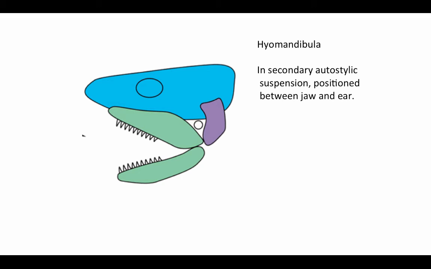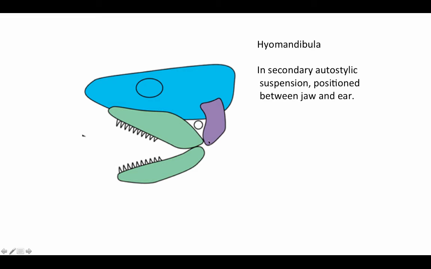When we get to tetrapods, remember that we see the hyomandibula in the secondary autostylic configuration. So we've got secondary autostylic jaw suspension, or what your book calls metaautostylic jaw suspension, where once again the upper jaw is fused directly to the base of the skull. And the picture that you saw before of this when we looked at all the different kinds of jaw suspension was a little bit misleading.